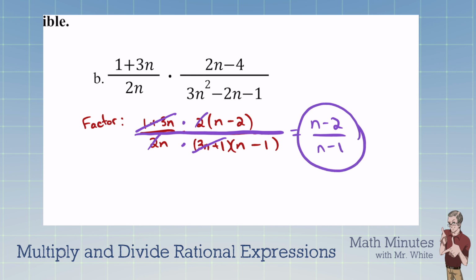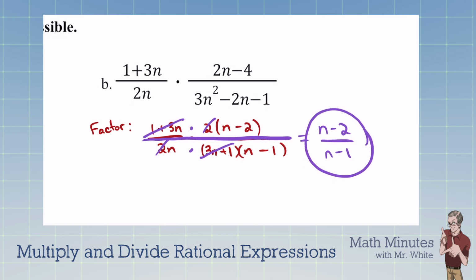All right, so we factored, and then we canceled, and then we multiplied the top, multiplied the bottom, and wrote our final answer, which is typically in simplified form. Because we canceled everything here, the answer comes out in simplified form.